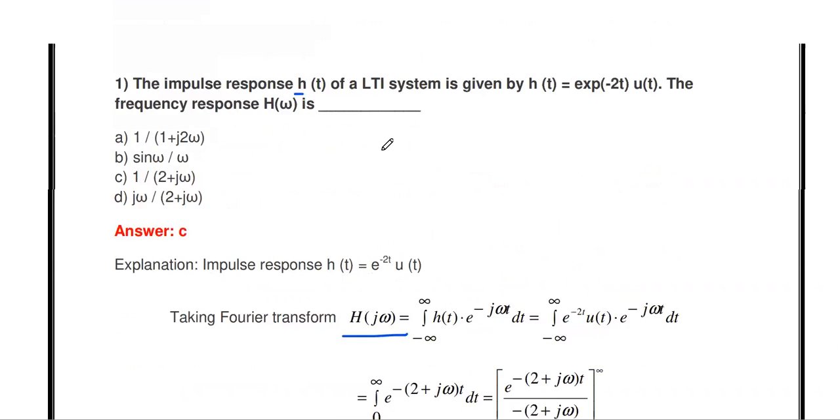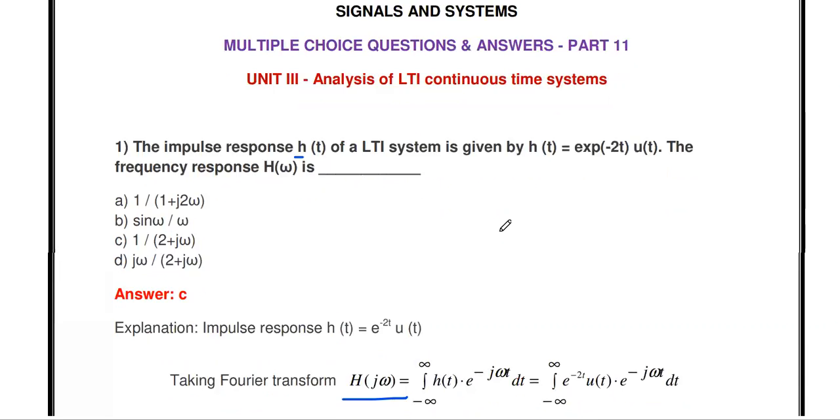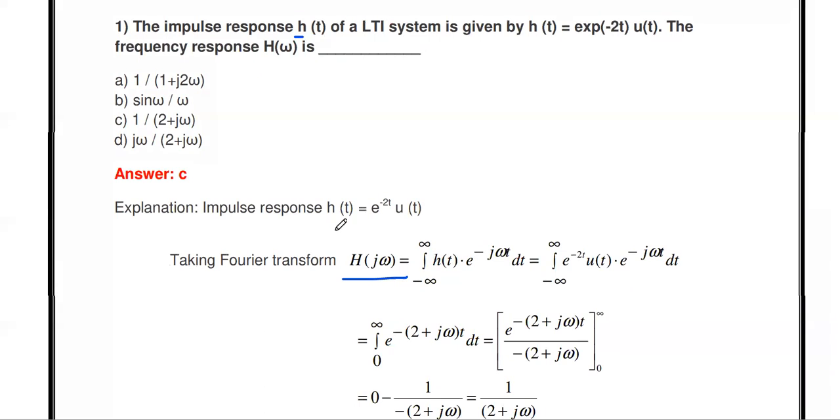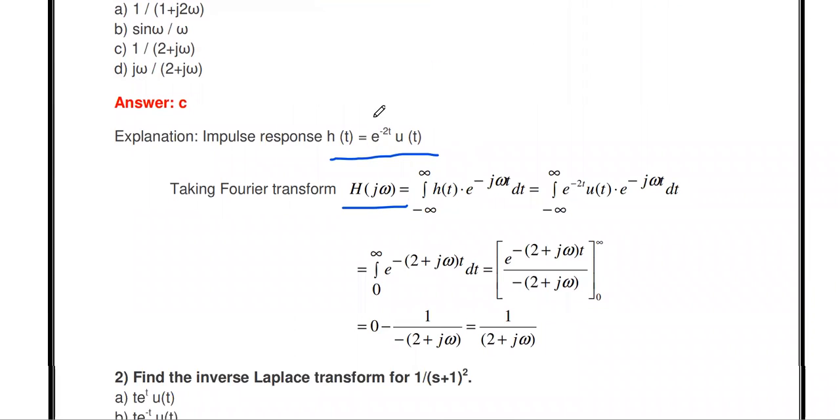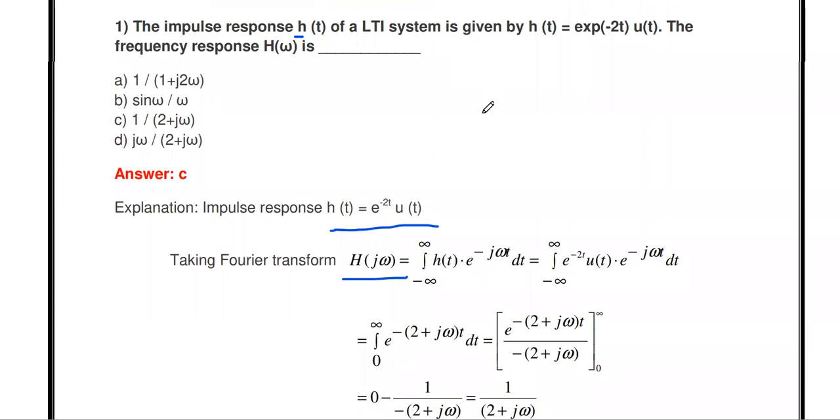So for the given h of t, we have to take the Fourier transform. What is the given h of t? H of t equal to e power minus 2t u of t. So you just take the Fourier transform of e power minus 2t u of t. Using the formula you can solve it, or you already know the standard Fourier transform pair, e power minus at u of t. The Fourier transform of e power minus at u of t is 1 by j omega plus a. Here the value of a is 2.